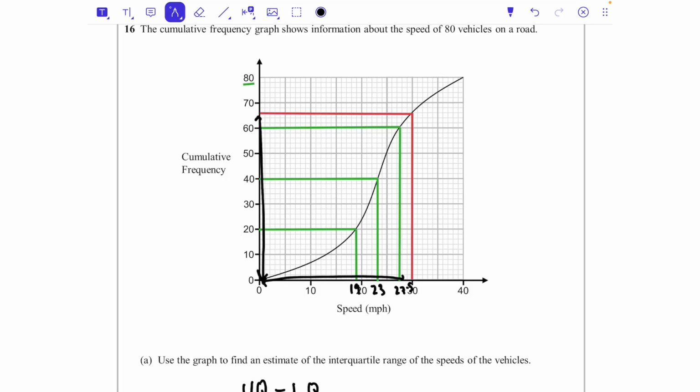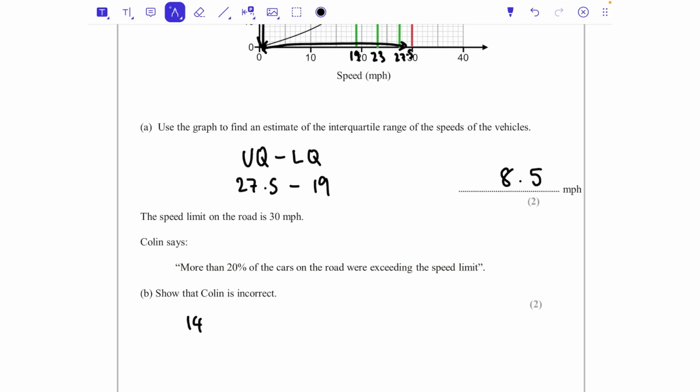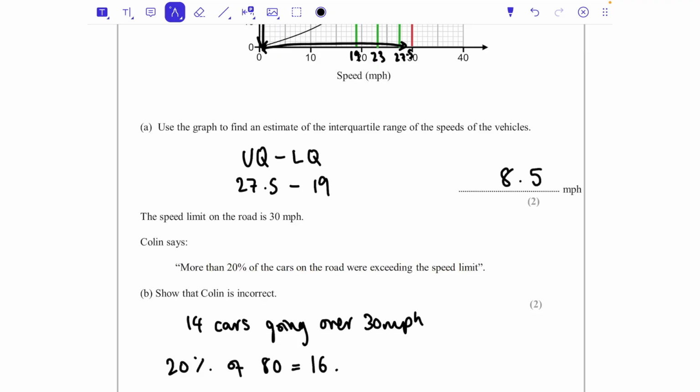Now there are 66 cars here, but they all match up to speeds less than 30. So be really careful. Above that speed, we've actually got 14 cars. So we can see that there are 14 cars going over 30 miles per hour, and 20% of 80 equals 16. So Colin is wrong. There we go.